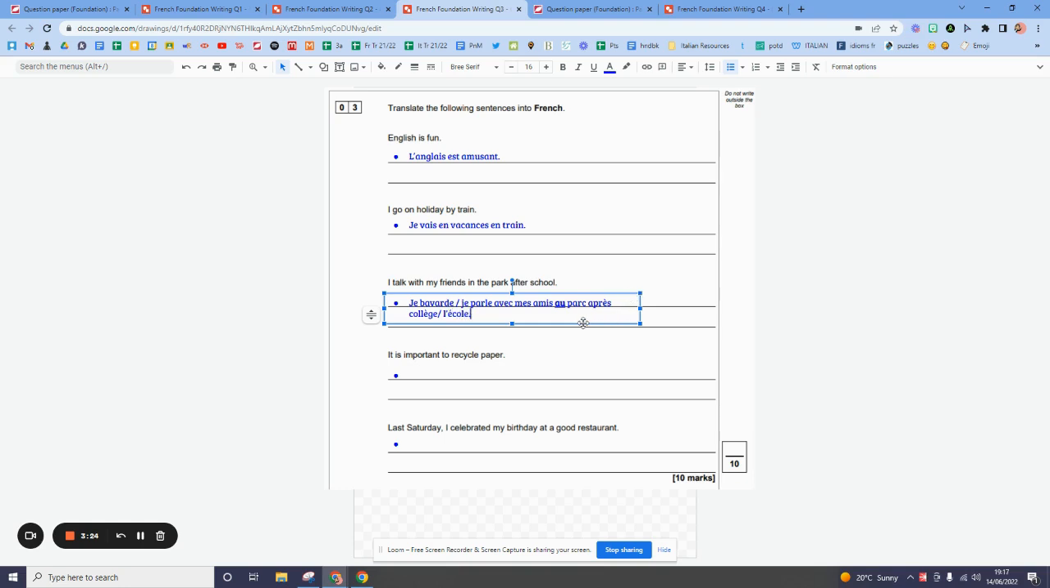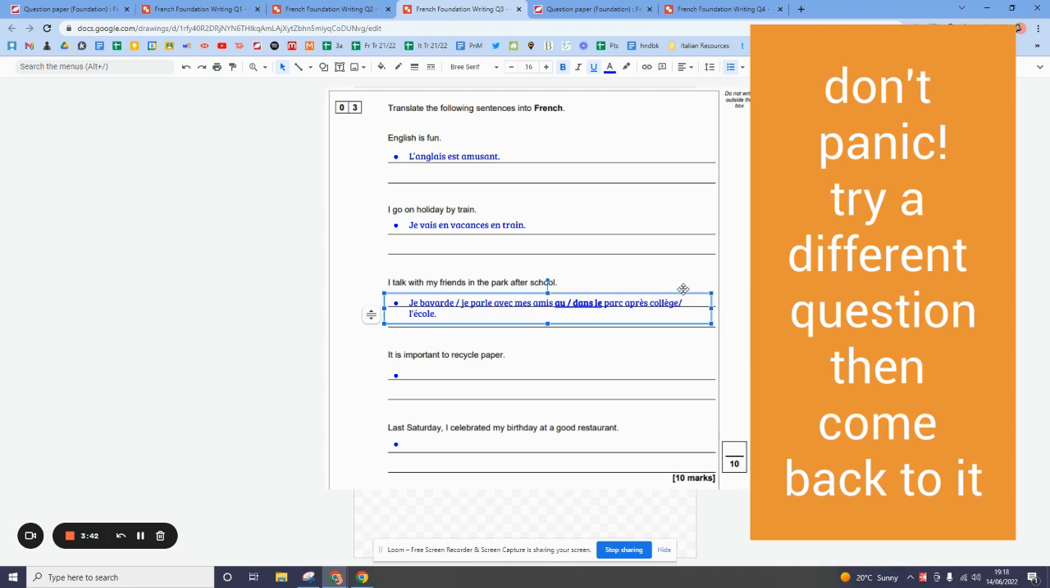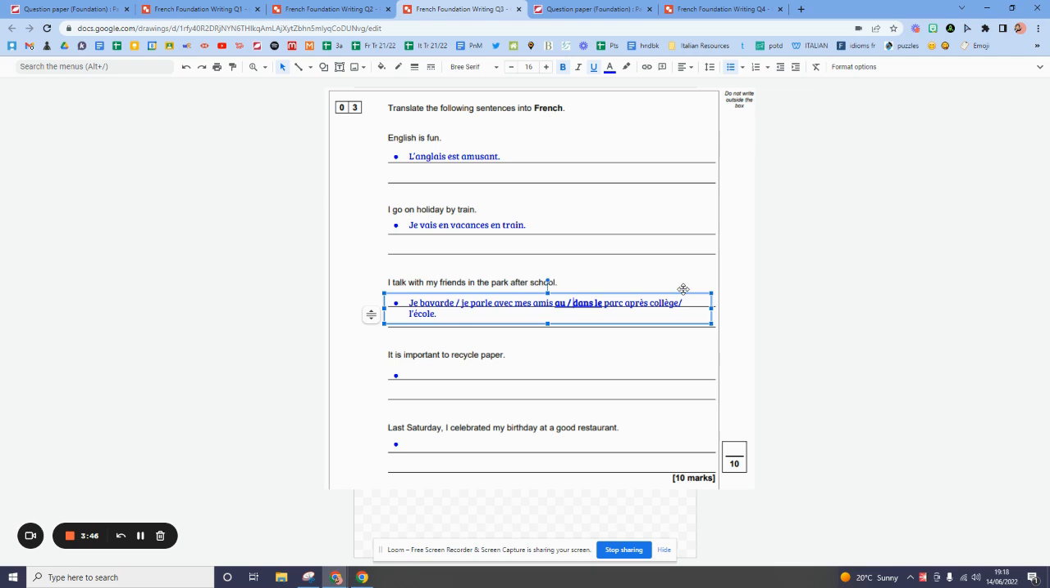Okay, lots of those words you know, but when your brain is in panic mode, like I just said before, you might think, I can't get past the words in the park. You could have put dans le as well. Don't let the panic set in. Leave it, go and do another question, come back if you're really, really, really panicking. But at the end of the day, little words like that are not going to make a massive, massive difference to your overall mark. Hopefully that's reassuring.